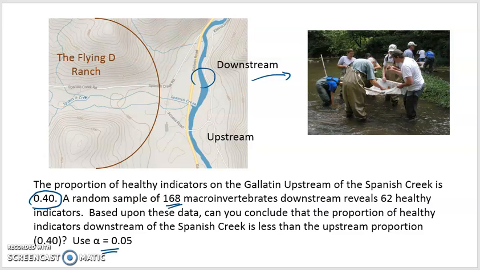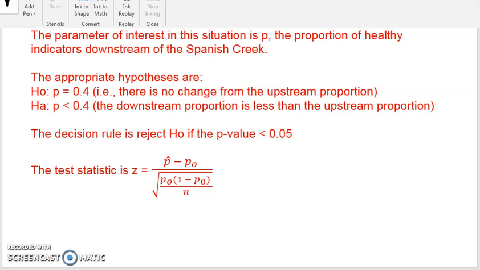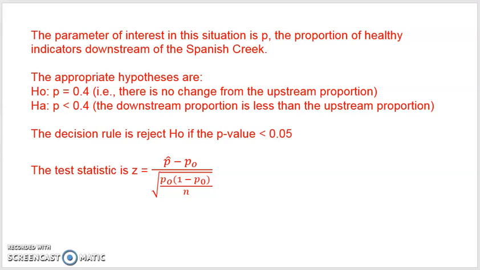The way you start off any hypothesis test is by defining your parameter of interest. Remember, the parameter is some aspect of the population. In this case, the parameter is p, the proportion of healthy indicators among all insects downstream of the Spanish Creek. For the null hypothesis, remember, upstream in the supposedly clean portion of the river, the proportion of healthy indicators is 0.4. So the null hypothesis is that p is equal to 0.4. This is always an equal statement.